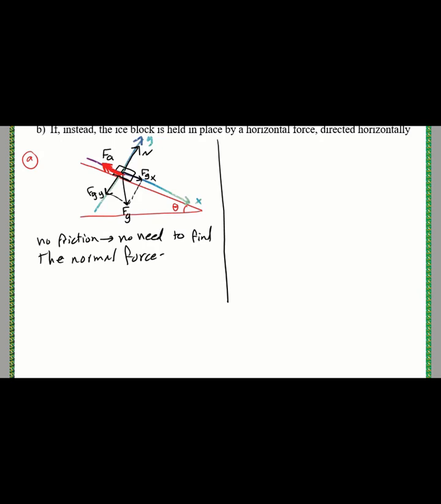Now we have equilibrium on the x-axis. So on the x-axis, we usually put F net on x-axis equals m times a, but the object is stationary, so the acceleration is 0. Now the forces on the x-axis are Fgx to the positive minus FA to the negative equals 0. So FA equals Fgx, and Fgx is mg sine theta.